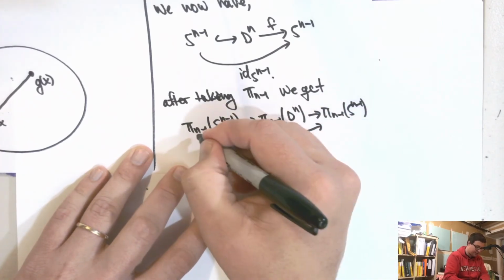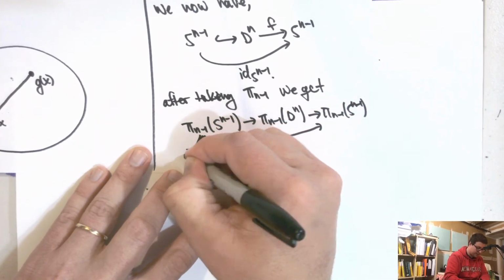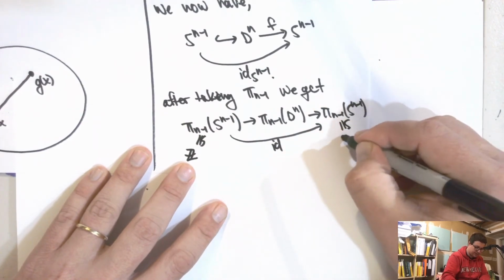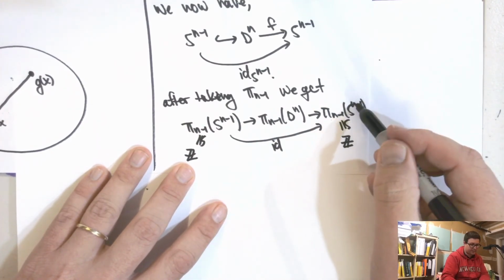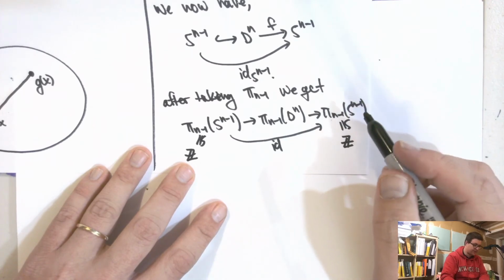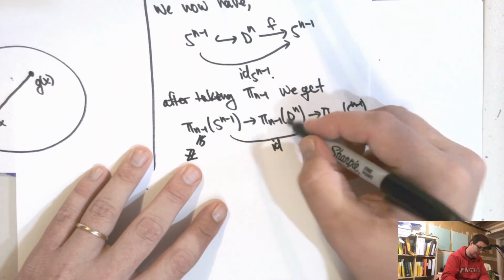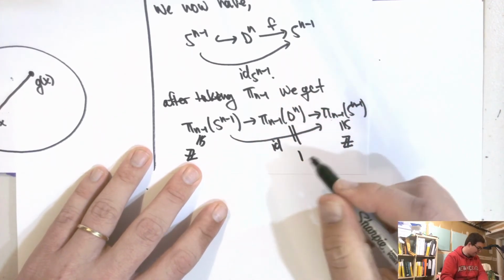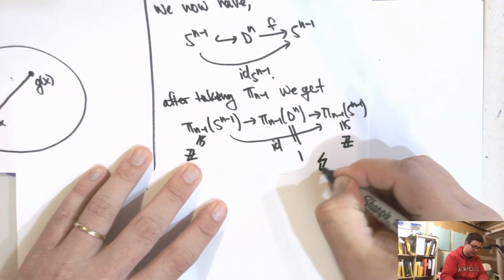So this thing is isomorphic to Z, and this thing is isomorphic to Z, because pi_(n-1) of S^(n-1), whether you've seen this or not, is Z. And then this thing is trivial. And this is a contradiction.